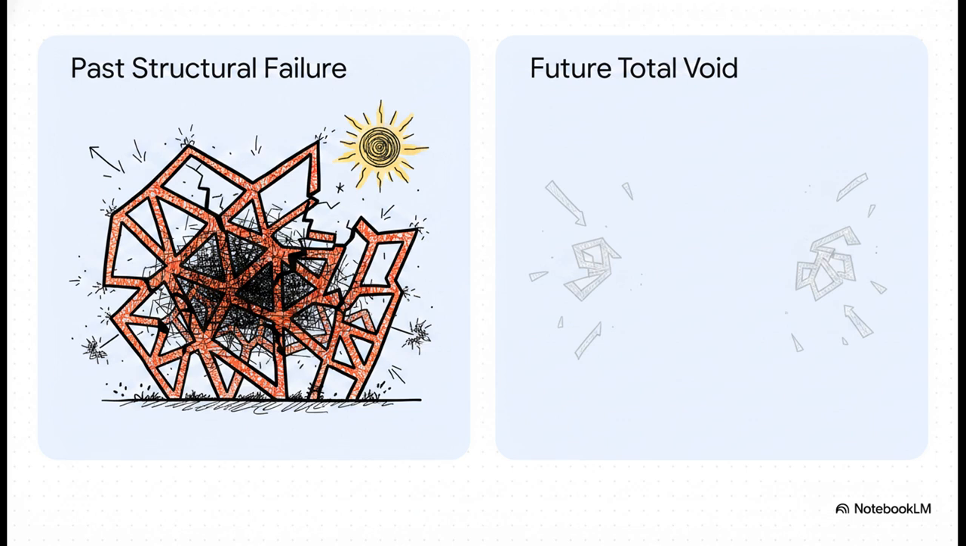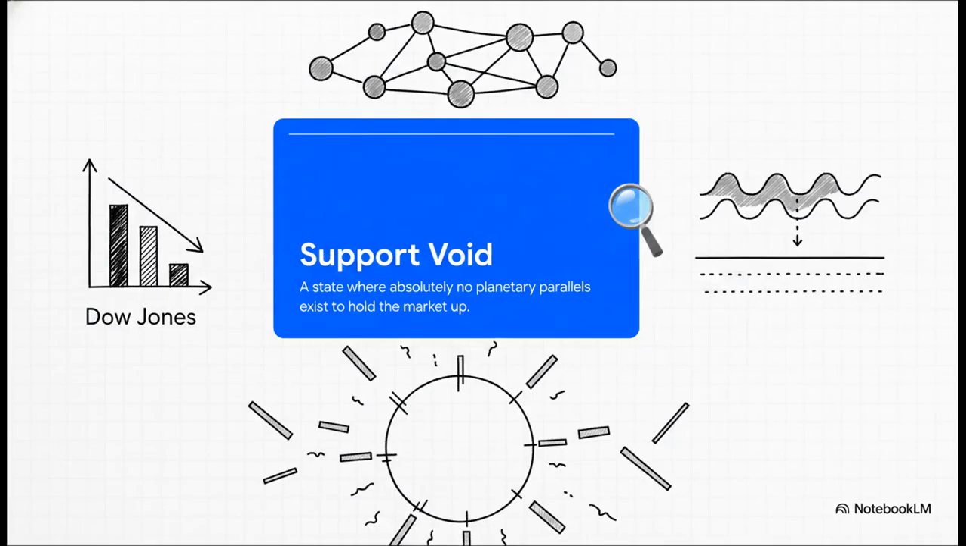For 2026, however, the blueprint projects something entirely unprecedented. It forecasts a reset. And this isn't characterized by high stress on an existing grid. No, it's characterized by the complete absence of mathematical parallels. According to the text, the structural architecture itself simply evaporates. The document defines this incoming 2026 event as a support void. And to be clear, it doesn't categorize this as a brief, severe crash.